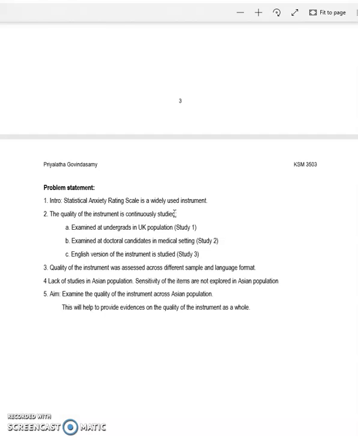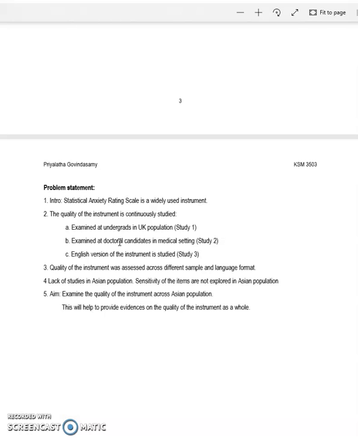So where do you get the evidences from? From the literature review. From my literature review, the first point is it has been examined in undergrads in the UK population. Second, a study provides evidence that the English version of the instrument has been studied. The third one is that doctoral candidates in a medical setting have been used to study the quality of the instrument. So when you say the quality of the instrument is continuously assessed, these are my evidences: study 1, study 2, study 3.